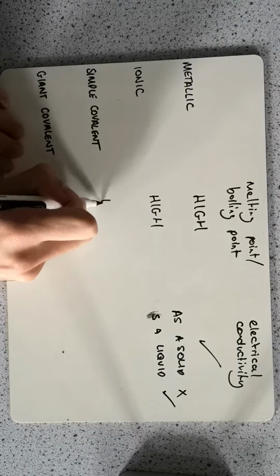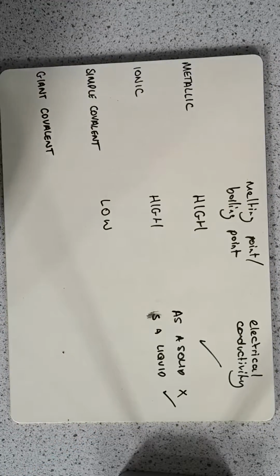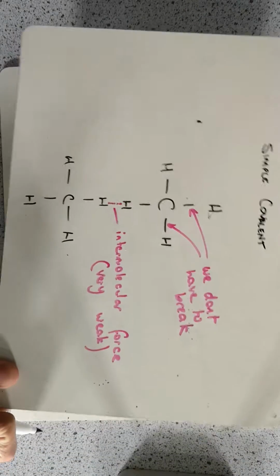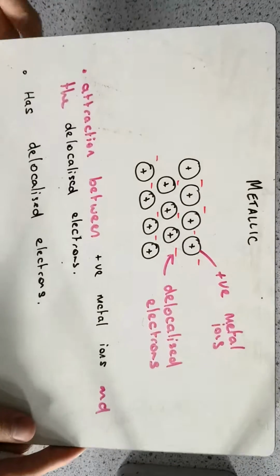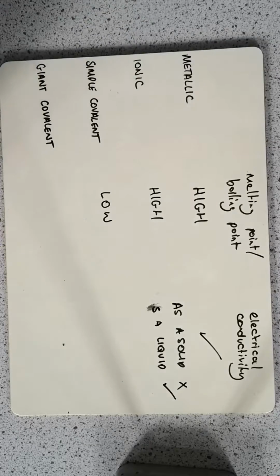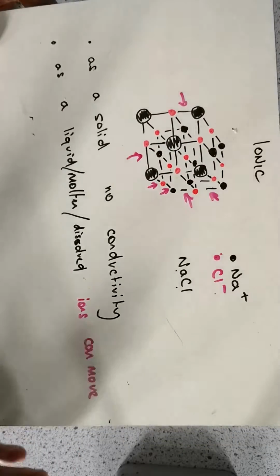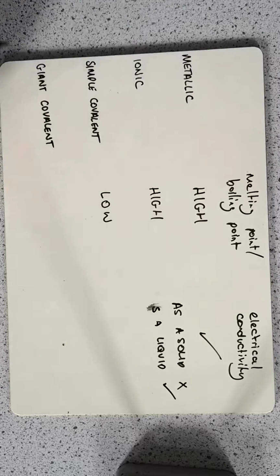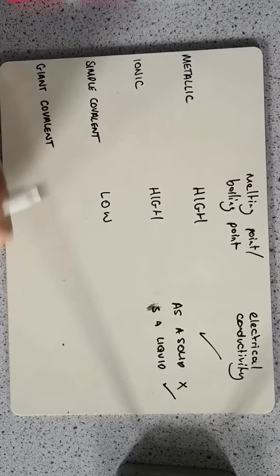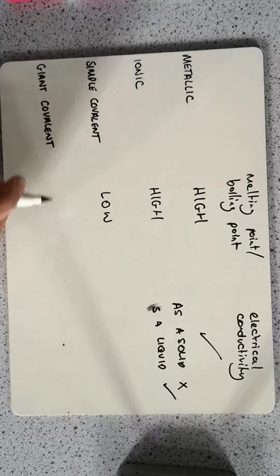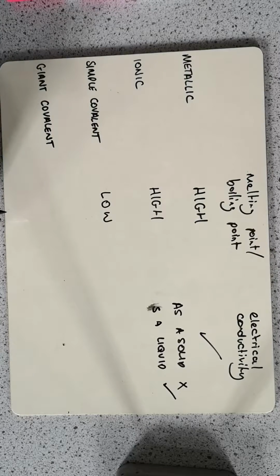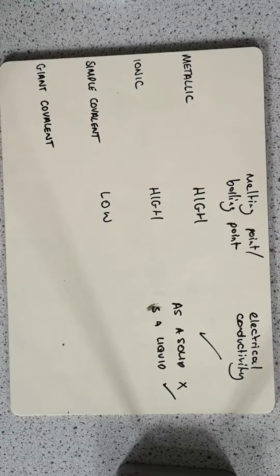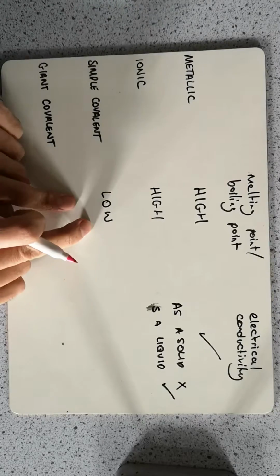So in simple covalent, we have low melting or boiling points. Methane, the example we've got just here, exists as a gas. Most metals, with the exception of mercury, at room temperature are solids because they've got strong bonds. Ionic compounds will be solids at room temperature because they've got strong bonds. Simple covalent tend to be liquids or gases. Those examples I showed you earlier: methane, definitely a gas, comes out of gas taps in your science lab. Water is a liquid, ethanol, liquid. So simple covalents have low melting and boiling points.